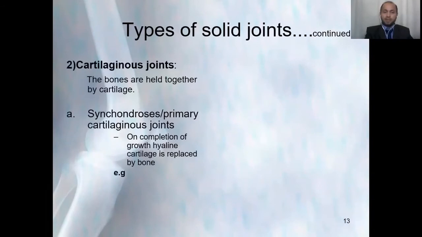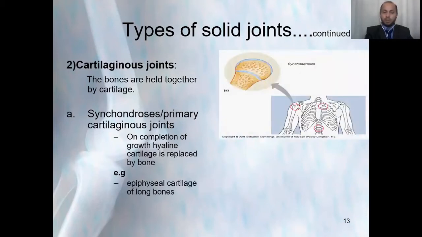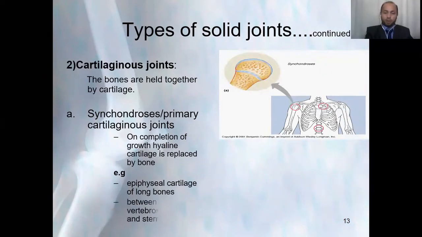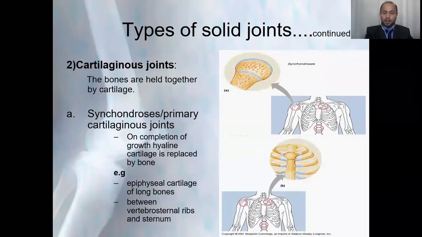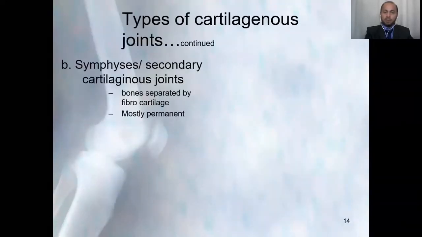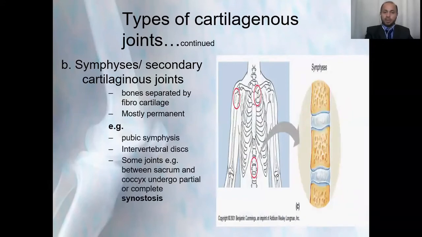Then the cartilaginous joint. The primary cartilaginous joint is called the synchondrosis, which is an immobile joint present at the end of the long bones. Another example is the vertebrosternal joint. Secondary cartilaginous joints, the intervertebral joint and the pubic symphysis joint, are examples of secondary cartilaginous joints. Another subtype of the joint is synostosis, which means that the joint is partially or completely ossified, sometimes from a cartilaginous joint.